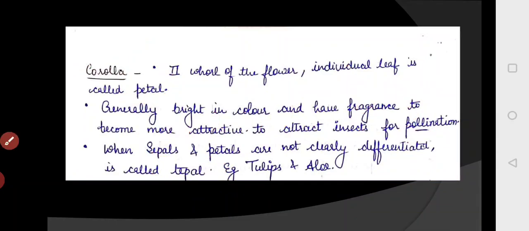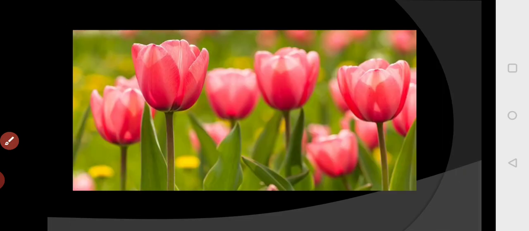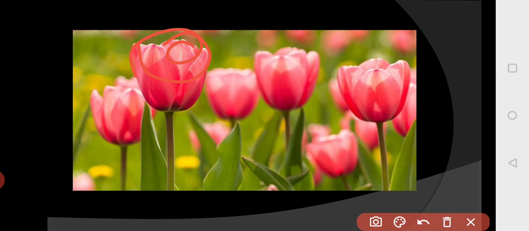I'll show you a flower, tulip, in which you cannot identify the sepal and the petal. You can see the outer covering, these are sepals and petals, they both are of the same color. So this type of condition is called perianth and its individual unit is tepal. I hope it is clear. The main function of the calyx is to protect the flower at the bud stage, and the main function of the corolla is to attract the insects for pollination.